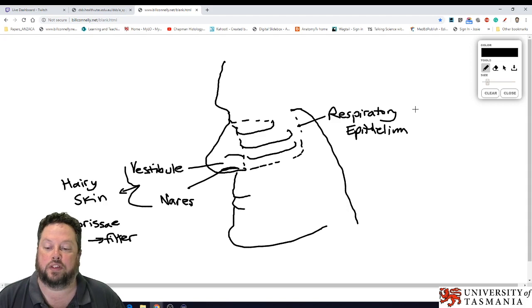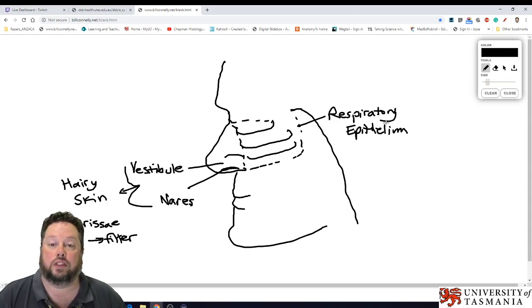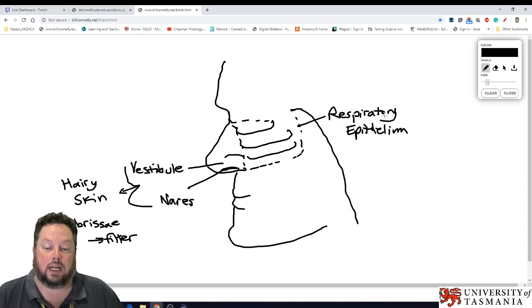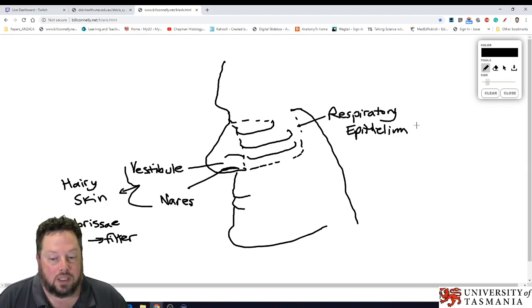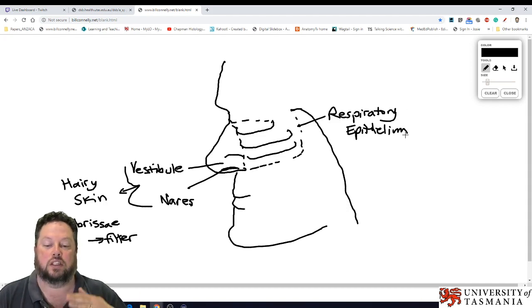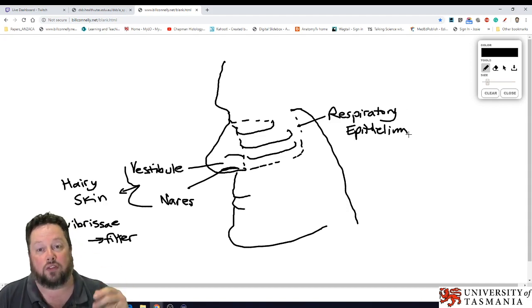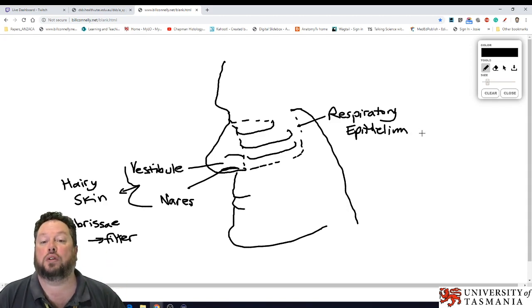Okay, and respiratory epithelium is a specialized type of epithelium. For those of you who did CZZ 101 with me, you may remember the epithelial type pseudostratified ciliated columnar with goblet cells. Now that's a bit of a mouthful, a bit of a long name, but basically it means it's a simple epithelium that looks like it's stratified. It's ciliated, it's got cilia on the surface, and it has goblet cells within it.